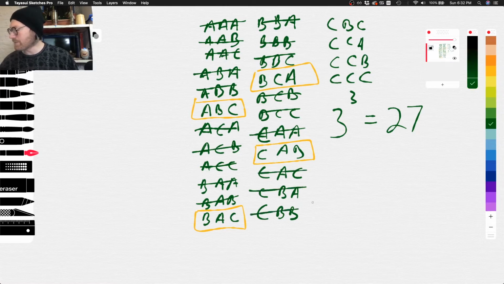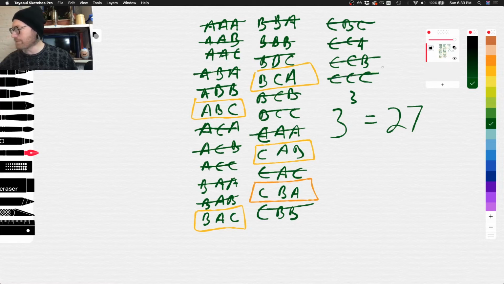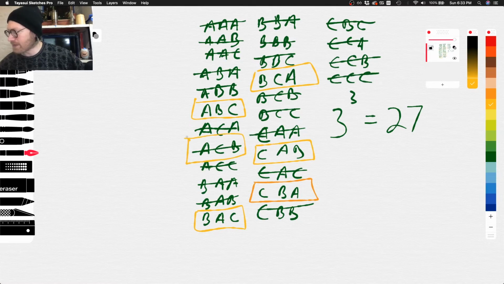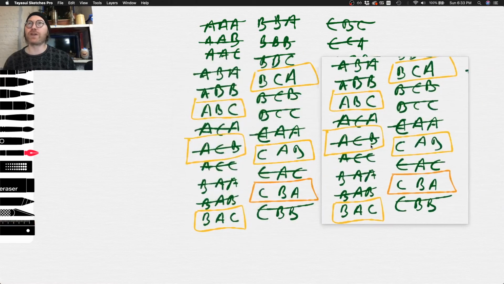CAC, CBA, CBB, CB. Oh, I messed up. It's easy to mess up. There we go. CBA and CBB, CBC, CCA, CCB, CCC. Oh, I must be missing one. ACB. Okay. All right. This is sort of a cumbersome approach, but we do have an exhaustive means of doing this, and that's what I'm trying to demonstrate here.